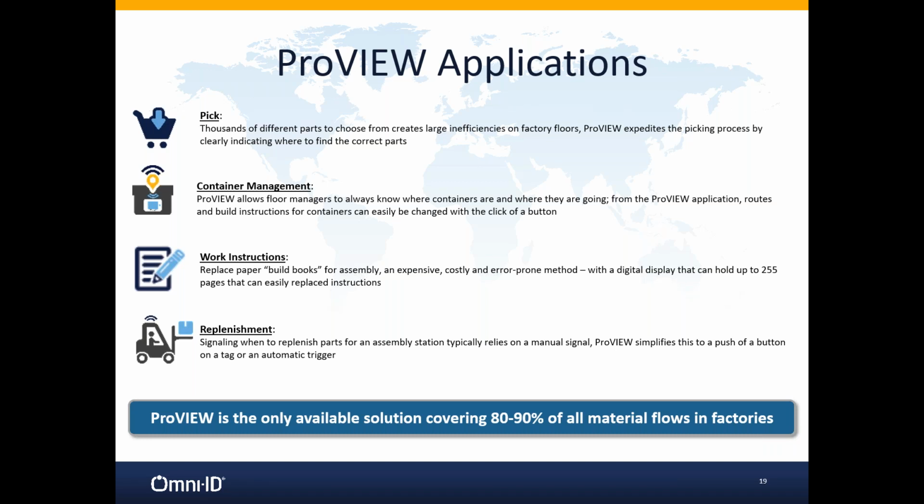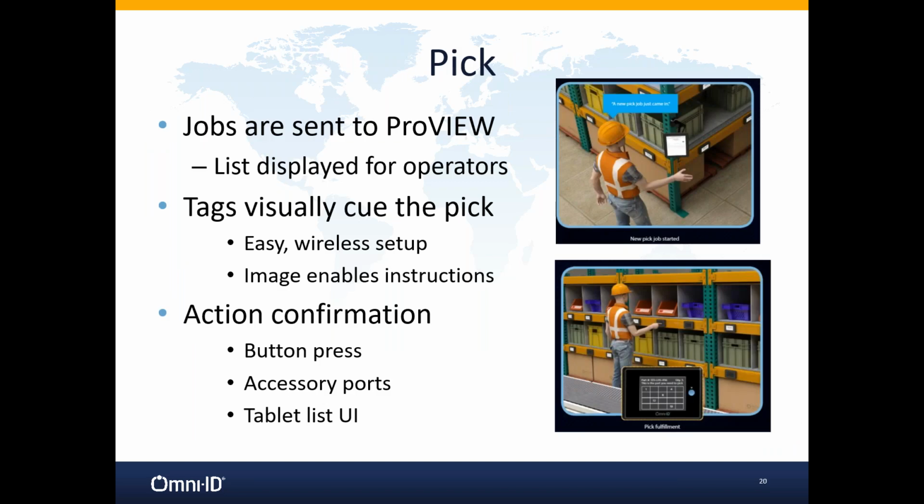And by cobbling these together in different ways and different combinations with different underlying technologies, we're able to give you full transparency and visibility to all of your material flow. So a quick couple of detailed slides to go a little bit further and give you some graphics. Pick. So what's the key to a ProVIEW pick? Well, jobs are sent to ProVIEW, so we'll have an MES system that's telling us we need to pick job number 5, and that job will have a parts list. We'll have associated a view tag with the part.